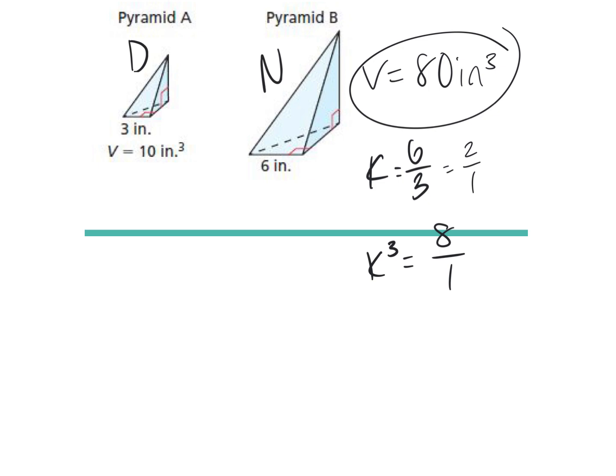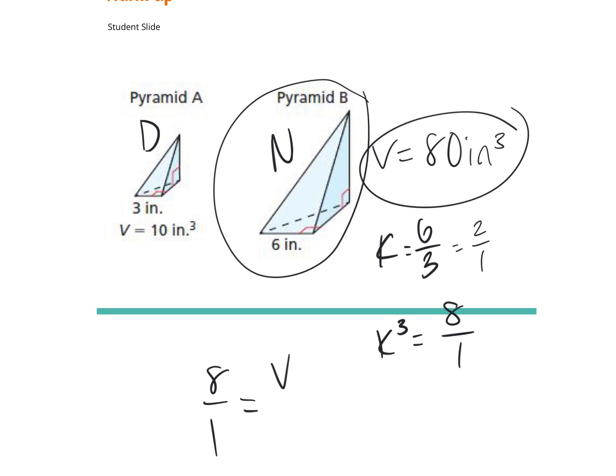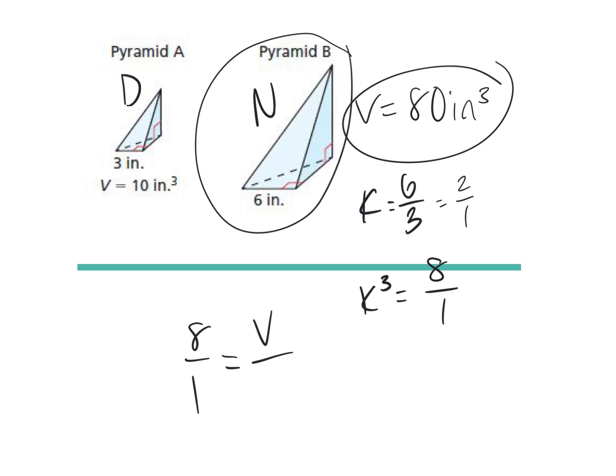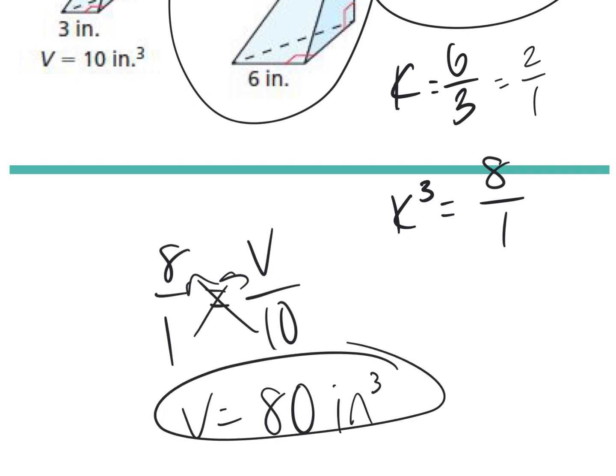So now we set it up. It's going to be 8 over 1 equals, did we know the volume of the numerator? We don't. So we're going to make that our variable. That's what we're looking for, the volume of pyramid B, okay? Do we know the volume of the denominator figure? It's 10. What do I do from here? What's 8 times 10? 80 inches cubed.